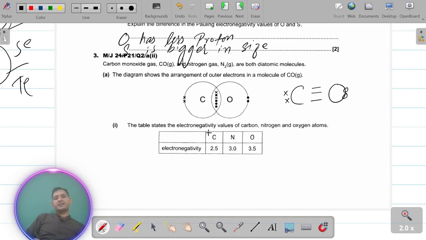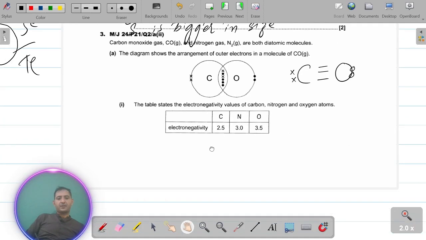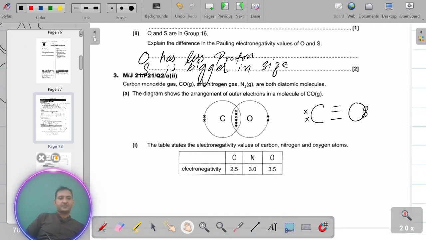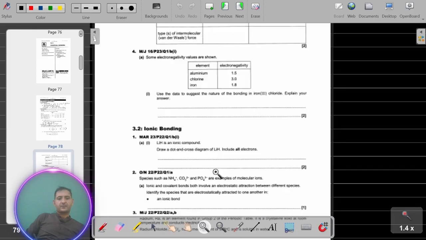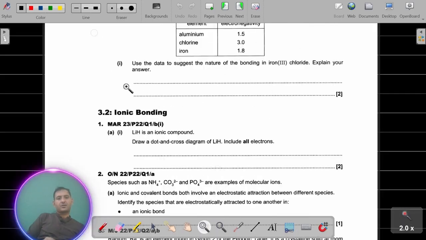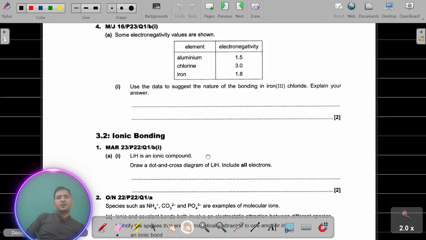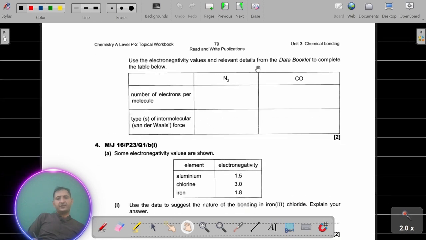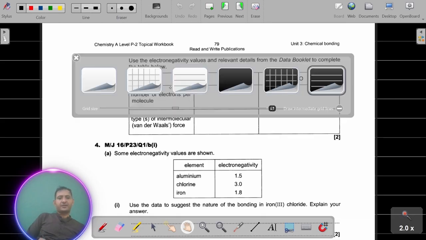The table states the electronegativity values of carbon, nitrogen, and oxygen. Carbon is 2.5, nitrogen 3, oxygen 3.5. What is the question? I think the question is on the next page. So the question is here: use the electronegativity values and relevant data. Number of electrons per molecule. So now we need to write the number of electrons.